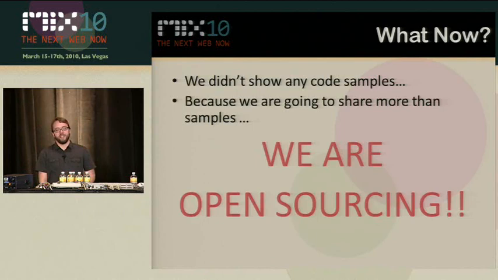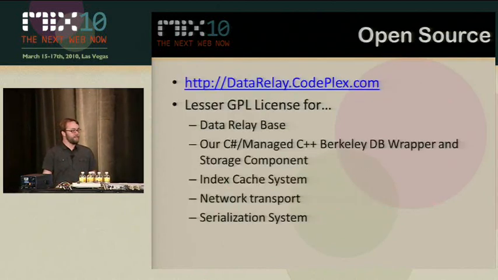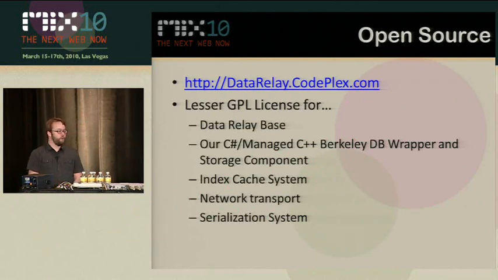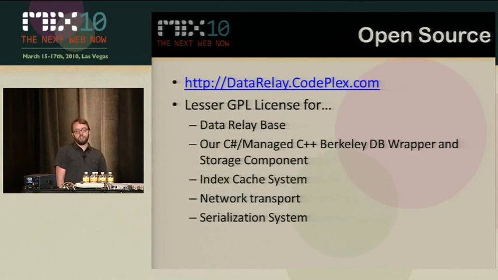I don't know if that font's big enough. So most of what we've talked about today is now open sourced. Available right now, if you go to datarelay.codeplex.com, you can download the source for all of Data Relay, our C# and managed C++ Berkeley DB wrapper, which is what we use for most of our key value storage, all of the index cache system, our network transport, serialization. It's exactly what we use in production.